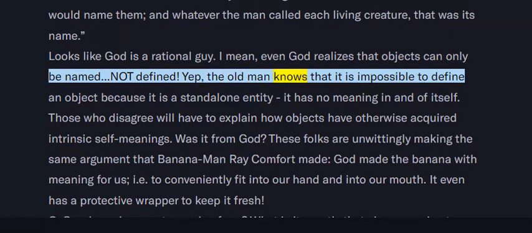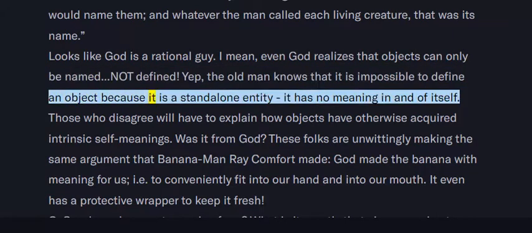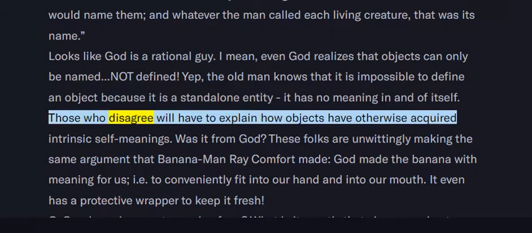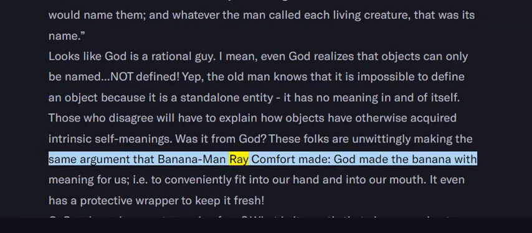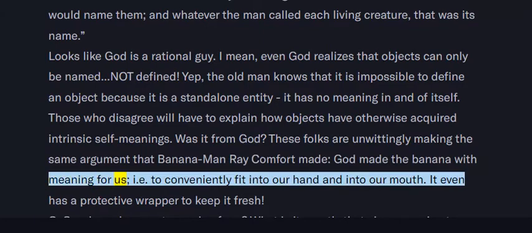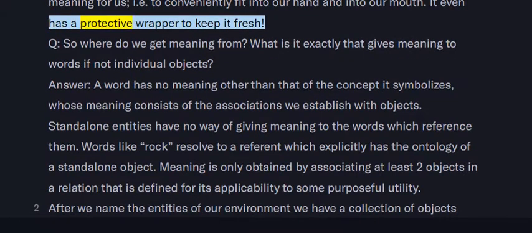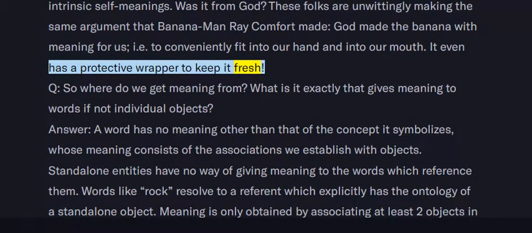Yep, the old man knows that it is impossible to define an object because it is a standalone entity, it has no meaning in and of itself. Those who disagree will have to explain how objects have otherwise acquired intrinsic self-meanings. Was it from God? These folks are unwittingly making the same argument that Banana Man Ray Comfort made. God made the banana with meaning for us, i.e. to conveniently fit into our hand and into our mouth. It even has a protective wrapper to keep it fresh.